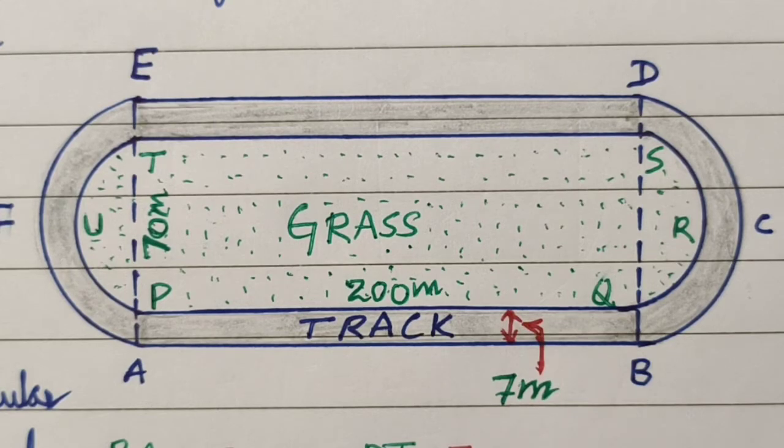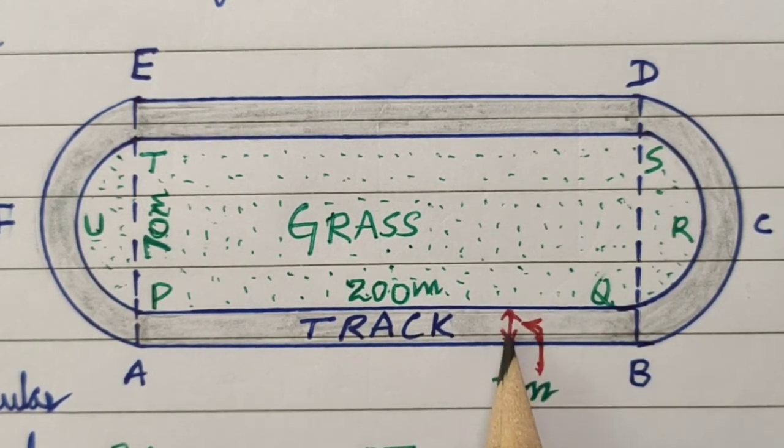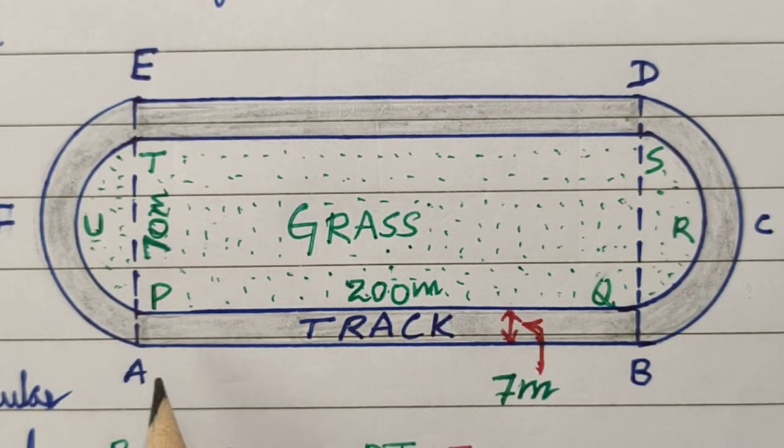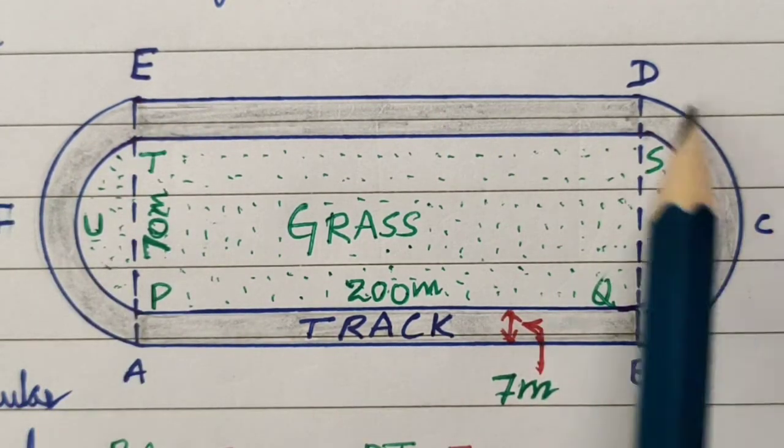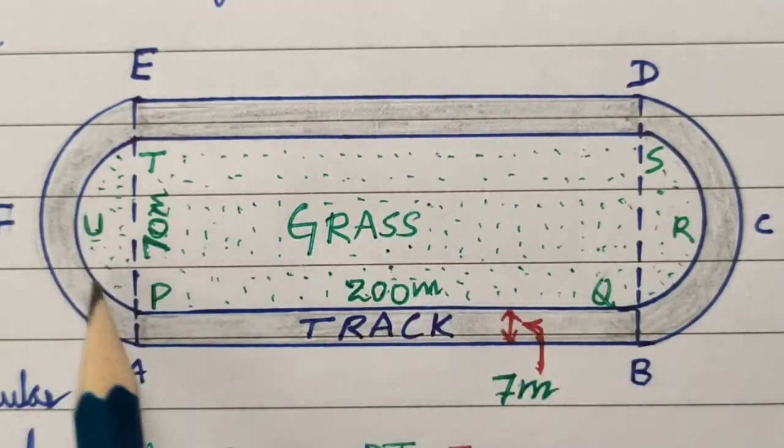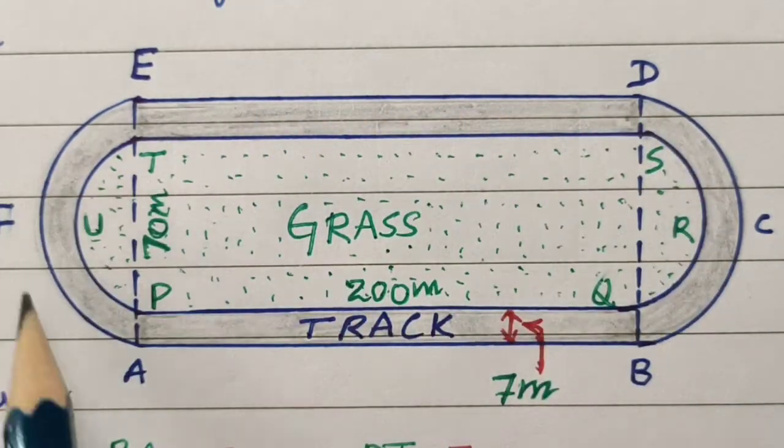Given that the track is of constant width, the width of this track is 7 meters. Calculate the outer perimeter. We need to find the outer perimeter of this track, ABCDEF. We need to find the area of the grass, and we have to find the perimeter of the outer track.